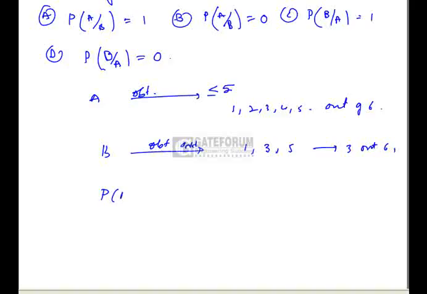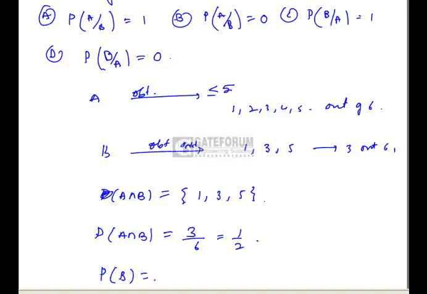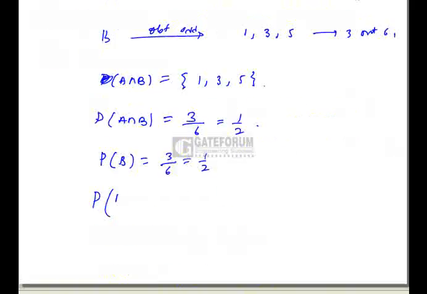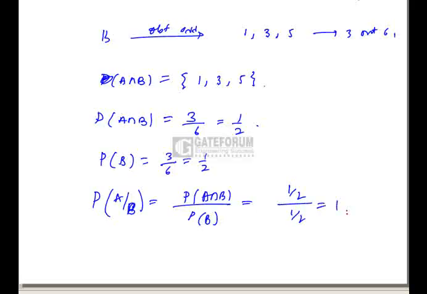Next, let us see what will be the intersection part, that is A intersection B. A intersection B will be again 1, 3 and 5. Now what will be the probability of the intersection of A and B? We have 3 chances out of 6, which will be 1 by 2. And what will be the probability of event B happening? There are 3 chances out of 6, which will be half. Now let us calculate the value of P of A given B. We know that P of A given B is nothing but P of A intersection B by P of B. Let us substitute these values. P of A given B is nothing but 1 by 2 by 1 by 2. So the value is 1. Hence option A.